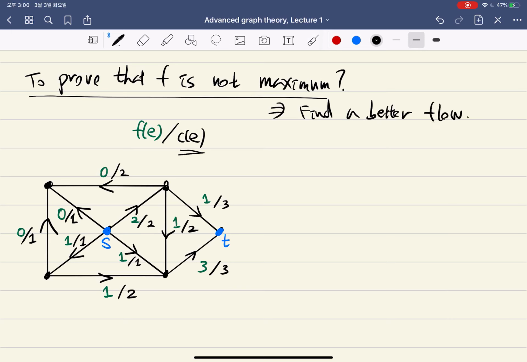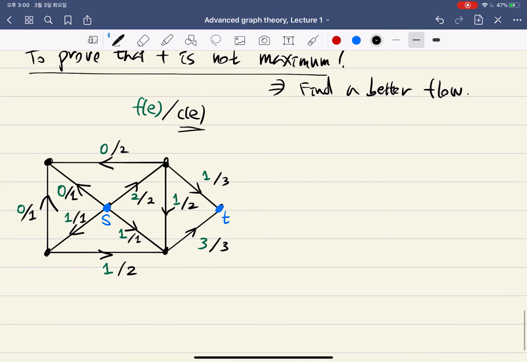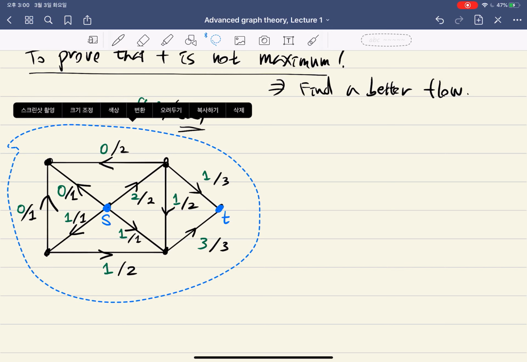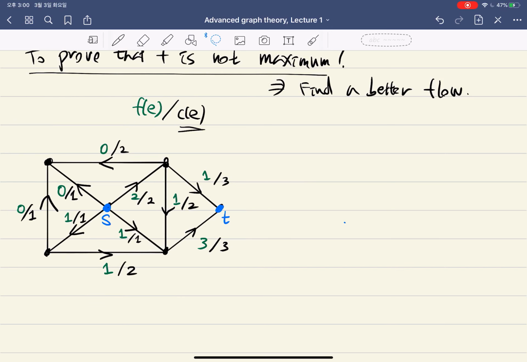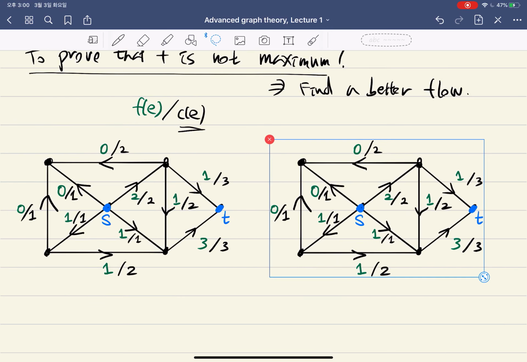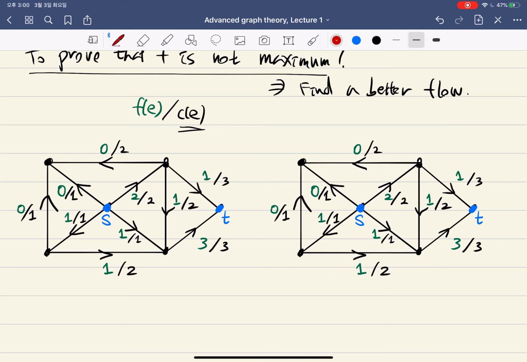If we find a better flow, then it automatically gives that this f is not maximum because we just found a better one. Then how do we find the better one? One way is that for a given flow, we can adjust it to produce a better flow with a larger value. And how do we do it? We can do it in a somewhat local way.